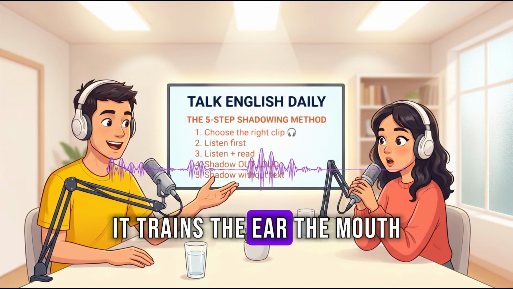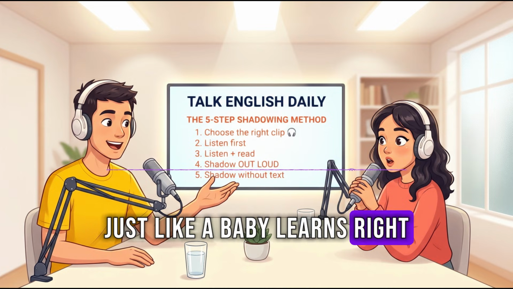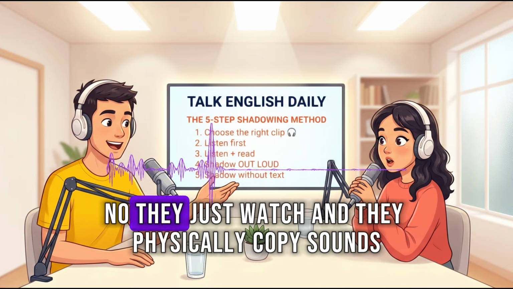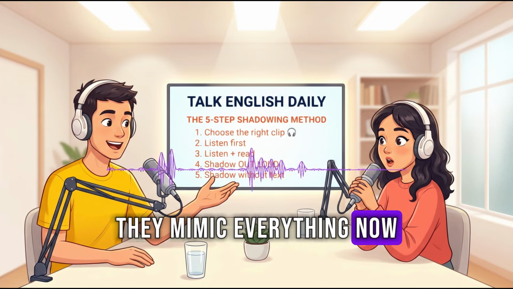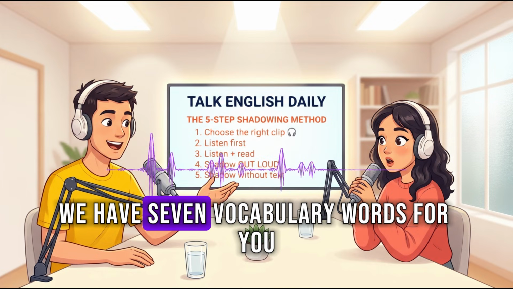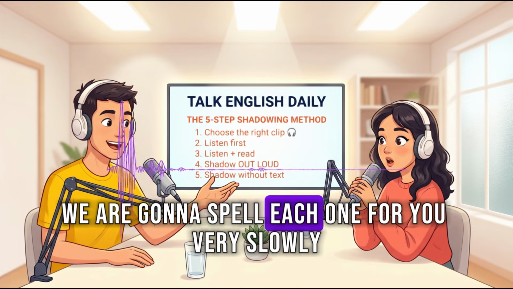It trains the ear, the mouth, and the brain all at once. Just like a baby learns. Right. Babies don't study grammar books. No, they just watch and they physically copy sounds. They mimic everything. Now, to really understand this, we have 7 vocabulary words for you. We are going to spell each one for you.